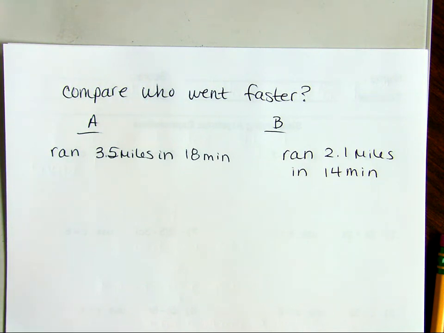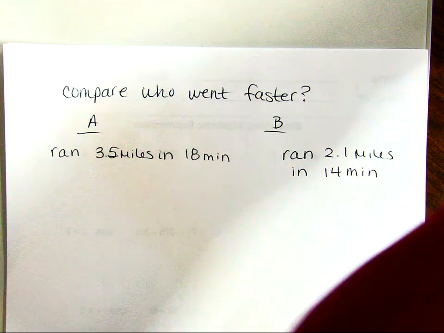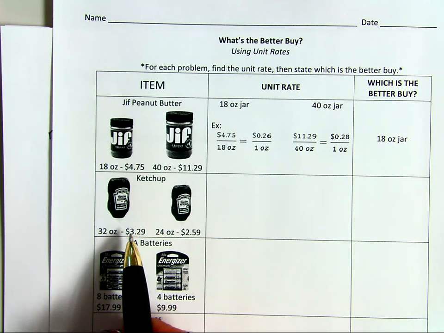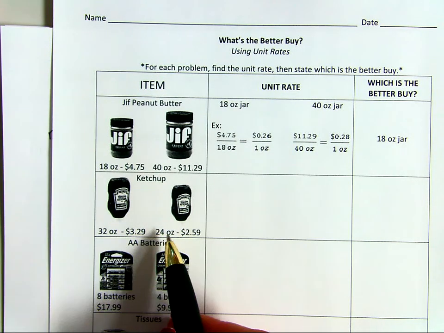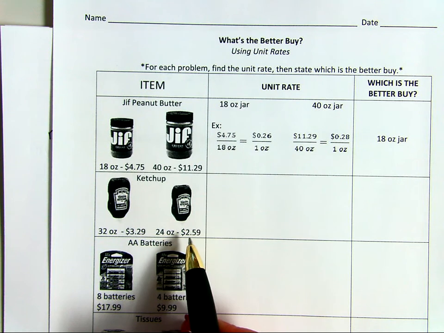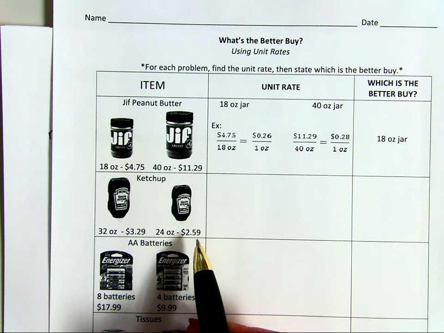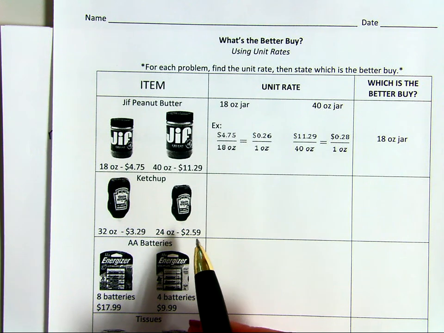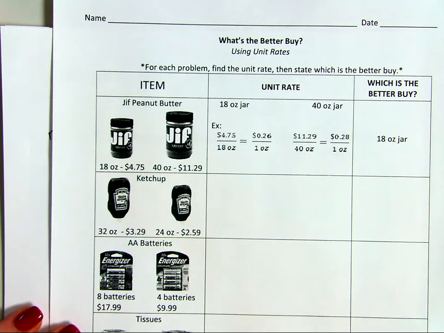And we're going to do some comparing next where I'm going to say, what's the better deal? So, for example, if you had to go to the store and you could buy a 32-ounce jar of ketchup for $3.29 or a 24-ounce for $2.59, yeah, I know that's cheaper. The better deal does not mean which is cheaper. It means what are you getting more for your money, for the unit rate. And the only way you can compare is to find the unit rate.